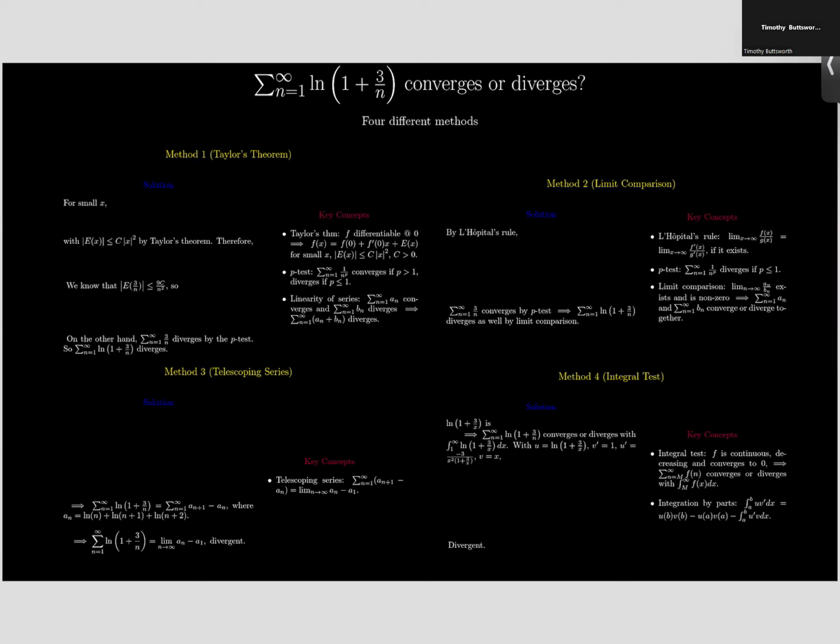So the question was as follows. We're looking at series. So we've got a sequence of terms, in this case, the natural logarithm of 1 plus 3 divided by n, and we're adding all of these up. And the question before us is this: does this series converge or does it diverge? Now, I found four different methods that we can use to treat this, and I want to go through some of these with you now.